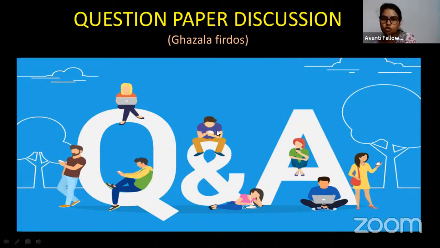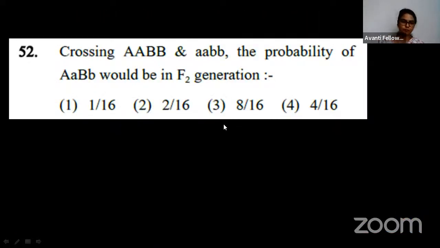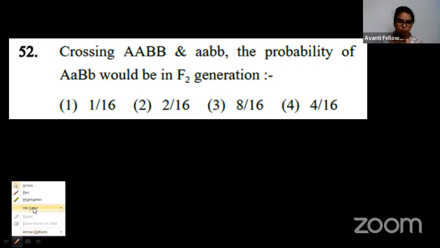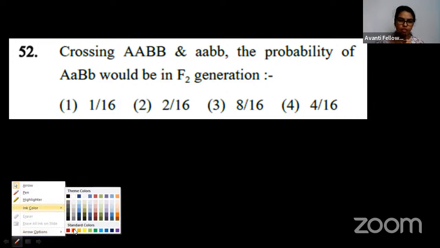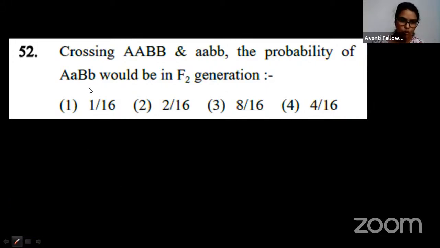So our first question of the paper is: crossing AABB and small a small a small b small b, the probability of capital A small a, capital B small b would be in the F2 generation. The options are 1 by 16, 2 by 16, 8 by 16, 4 by 16. What you have to do is find the probability of getting this combination of genotypes.